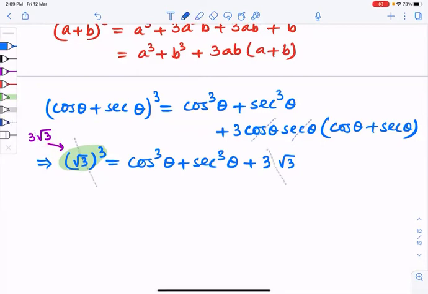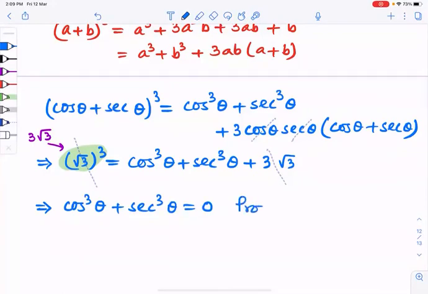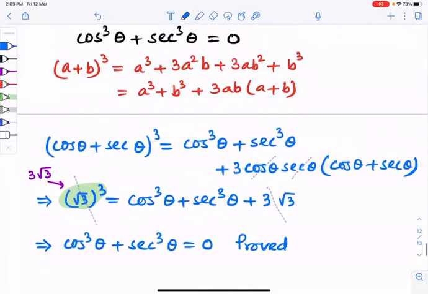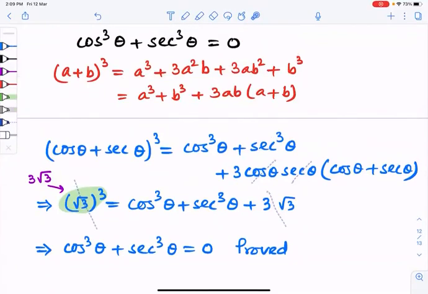And we are left with 0 on the left. So cos cube theta plus sec cube theta equal to 0. That is the proof. So we have used trigonometry as well as an algebraic identity here. Where have we used trigonometry? Here: sec theta is reciprocal of cos theta. Okay, let's take another question.